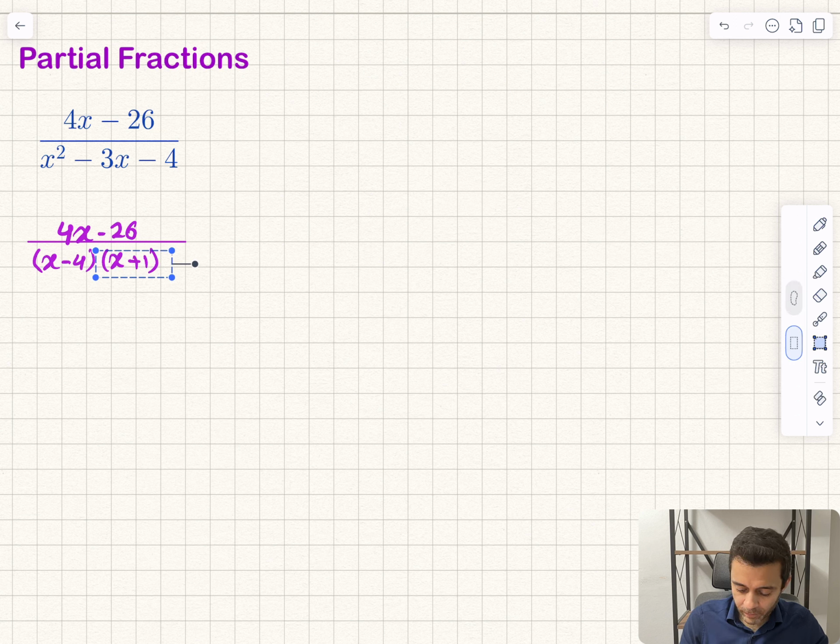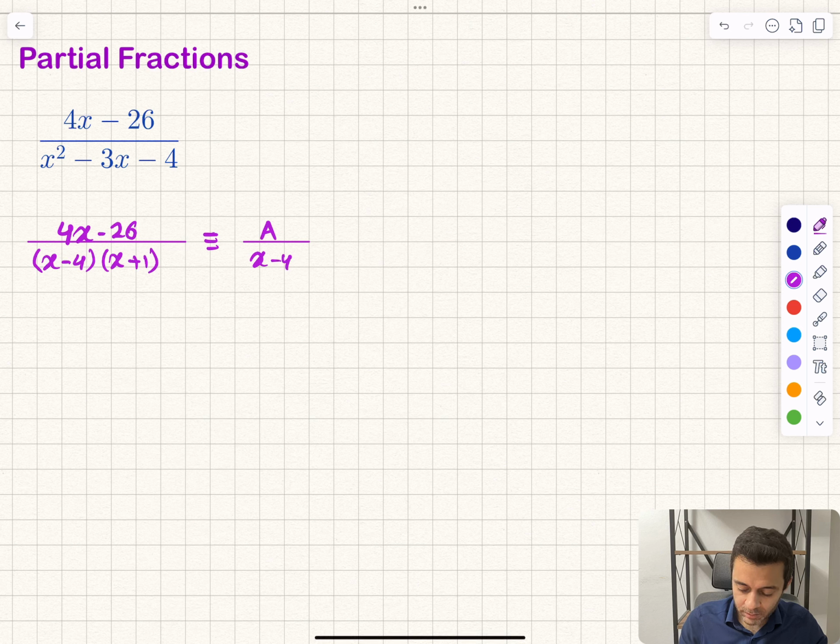Now, since we have two factors in the denominator, this fraction will be broken down into two smaller fractions. So this is identical to a constant number a divided by the first factor x minus 4, plus the second constant number b divided by the second factor x plus 1, as we see here.